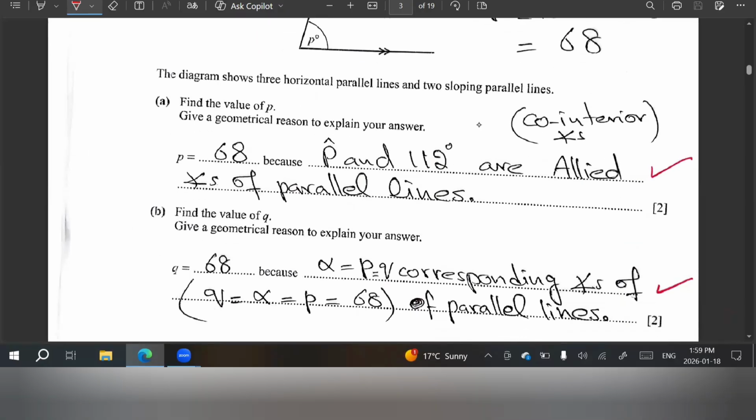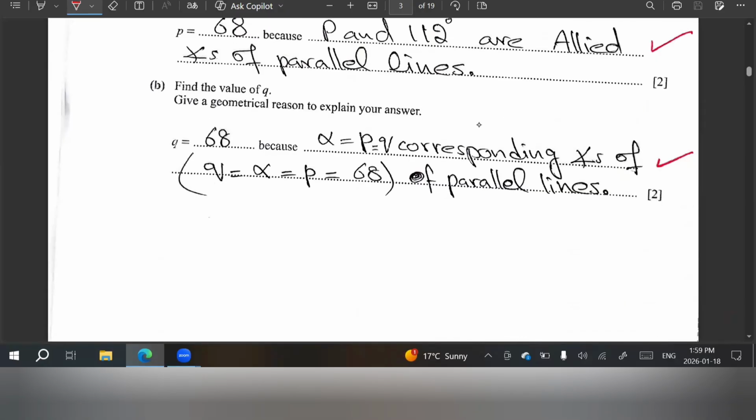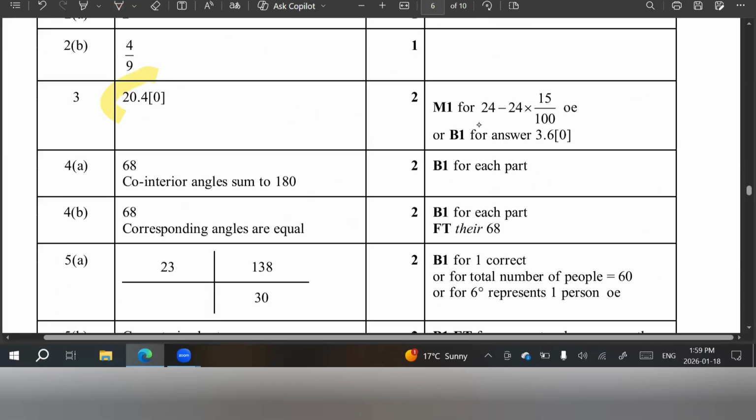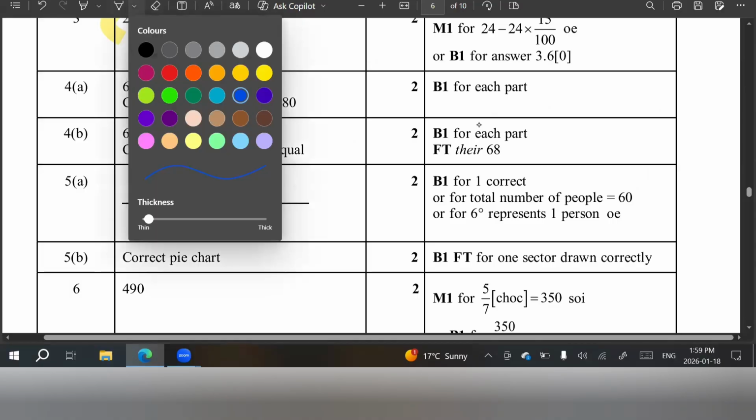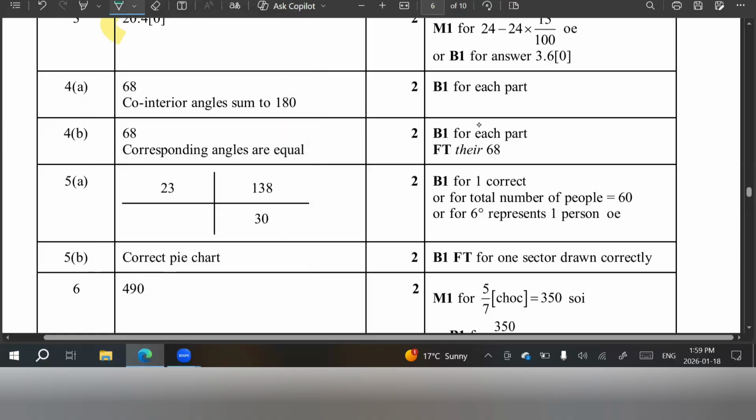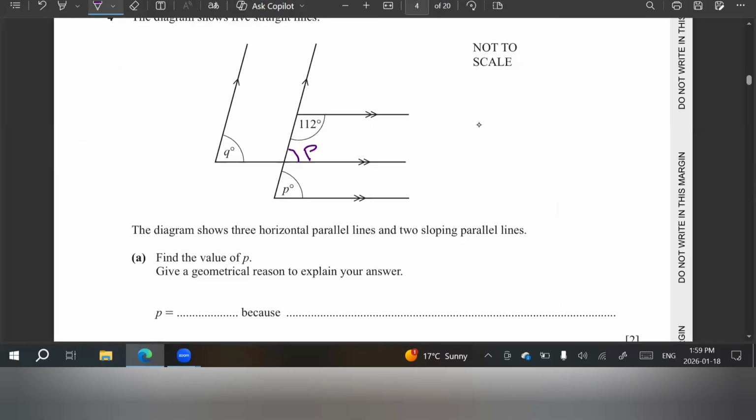Okay, so this is what we will write here. I hope you understand this. This is how you do this question. So let me show you. This is the question number here, the question here. And let me change the color. I like this green color. What we will do, you can see 68, co-interior angles, the corresponding angles are equal. So this is question number 4, and this is how you will do it. Okay, let's go to the next question.